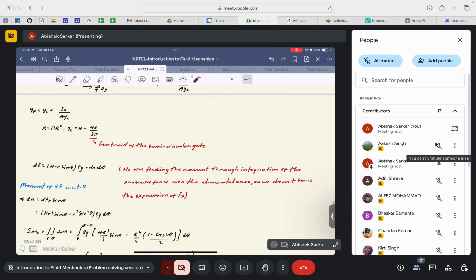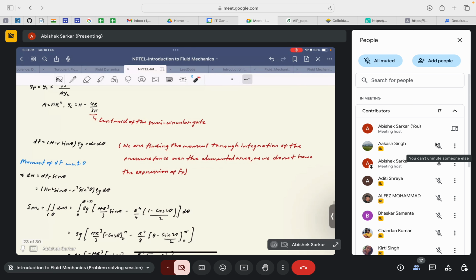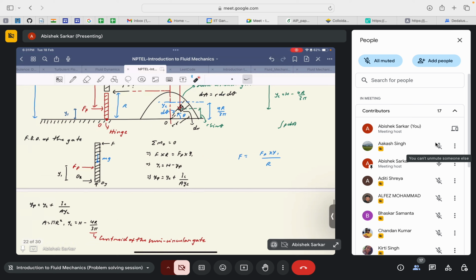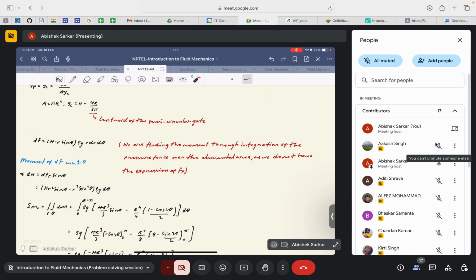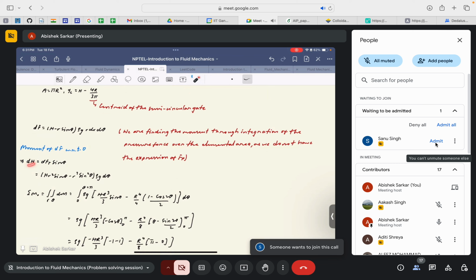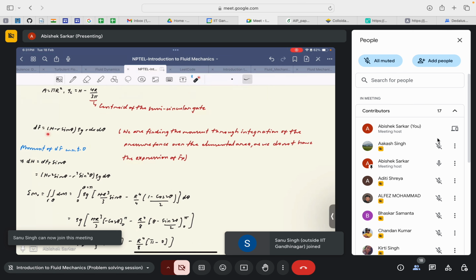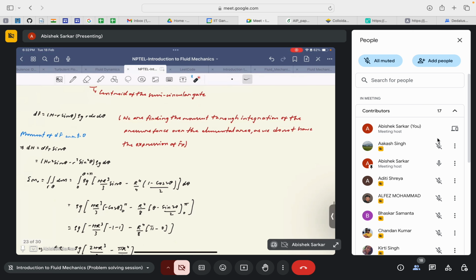Okay. So now if we take a moment with respect to O, dH would be dF times r sine theta, because you have to take the perpendicular distance from the hinge or the center, or pivot, anything you can say. So the perpendicular distance would be r sine theta, right? So the moment would be dF into r sine theta, or the elemental moment dH would be this entire expression times r sine theta.